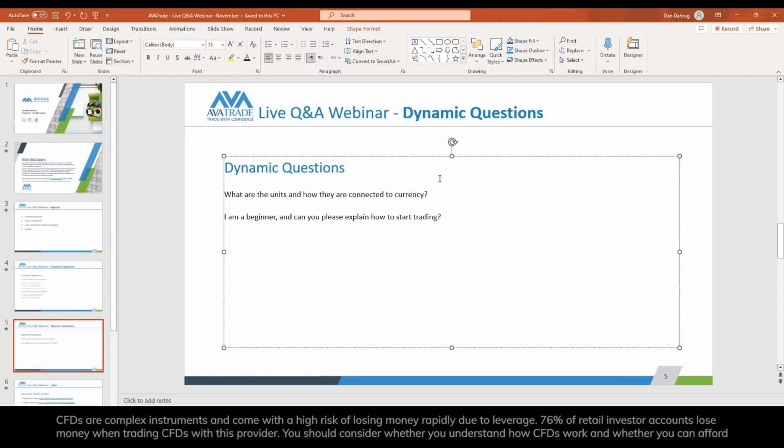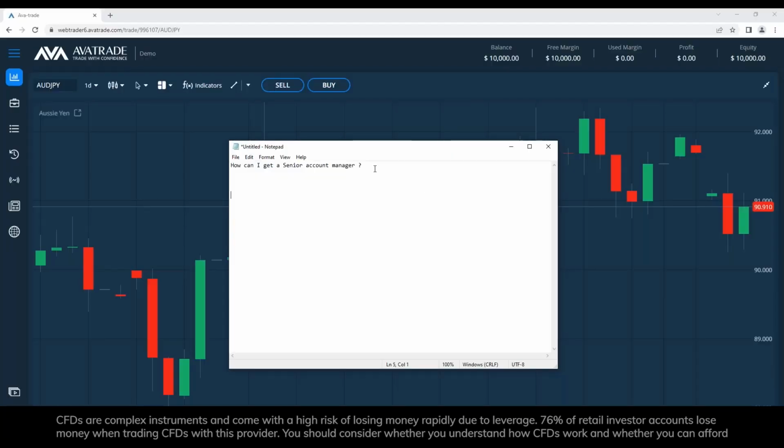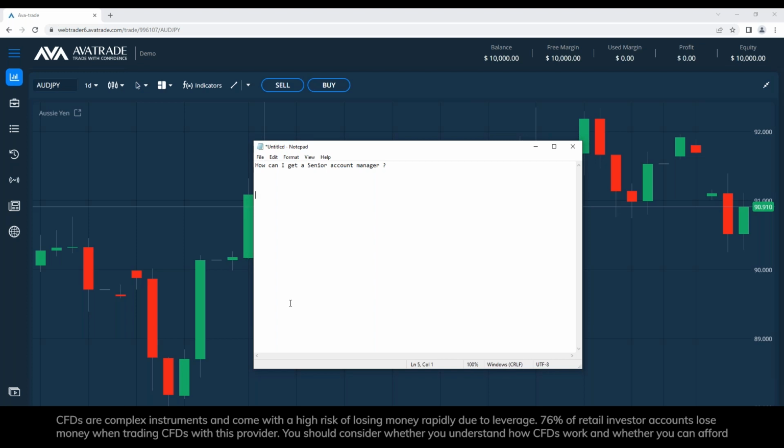So how do I find myself an account manager? All I have to do, again, is three things that I'm going to click. First, I'm going to click on the chat. Actually, I'm not going to click it, I'm just pointing with my hand. And then I click chat with us. And what I'm going to ask is, can I get a senior account manager? That's all I have to do to ask for a senior account manager. Of course, my account must be activated and I have to make a deposit. And then I'll have this individual to assist me along my journey.